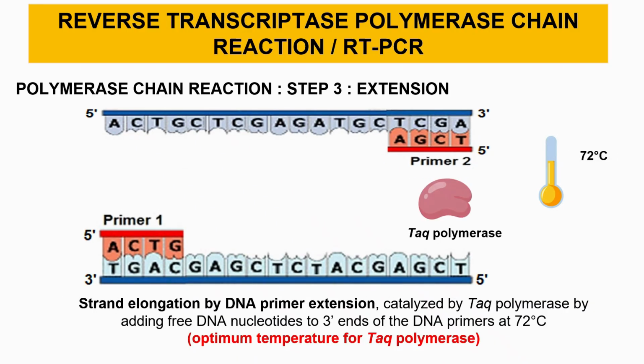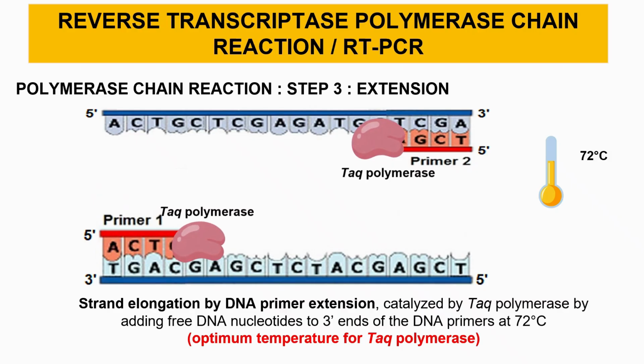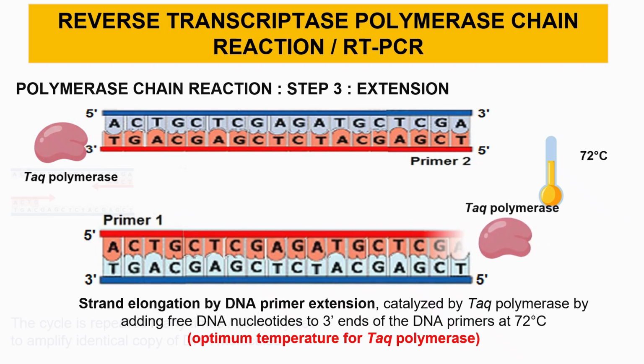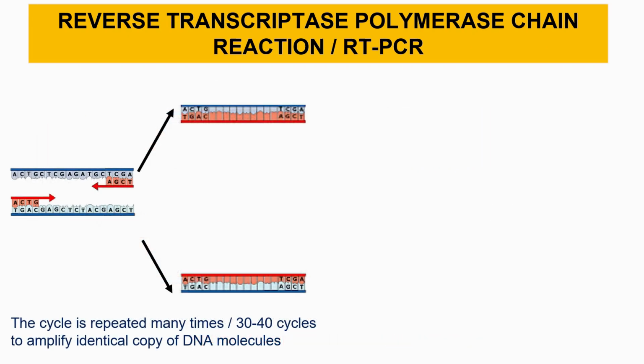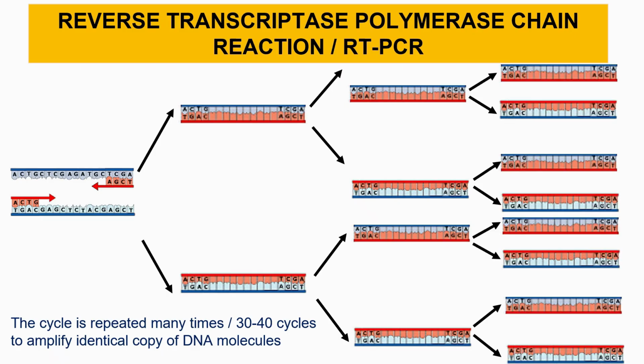The third step is extension. The temperature is raised to about 72 degrees Celsius. At this temperature, Taq polymerase adds free DNA nucleotides to the 3' end of DNA primers and synthesizes new cDNA strands. One complete cycle produces two new cDNA molecules. These three steps, denaturation, annealing, and extension, are repeated many times. As the cycles continue, the amount of cDNA increases exponentially, producing millions of copies of the target gene.